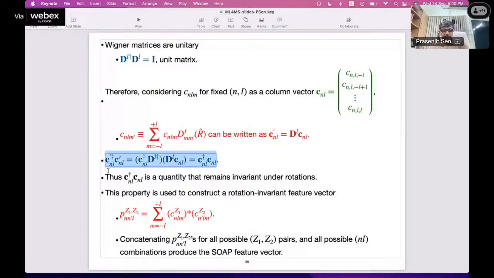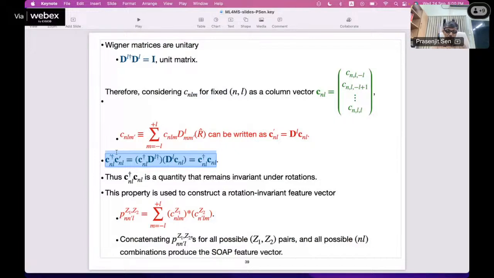So on the left hand side, I have C primed dagger and C primed. I write these in terms of C's and D's, and I use the unitarity of D. So D dagger D will give me just the unit matrix. So I get back C dagger. So basically, C primed dagger C primed turns out to be equal to C dagger C for a given pair of n, L. In other words, C dagger C is a quantity that remains invariant under rotations.